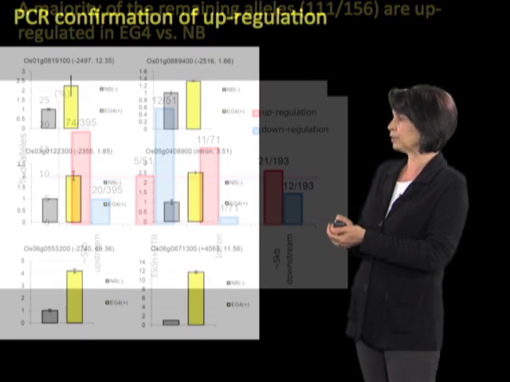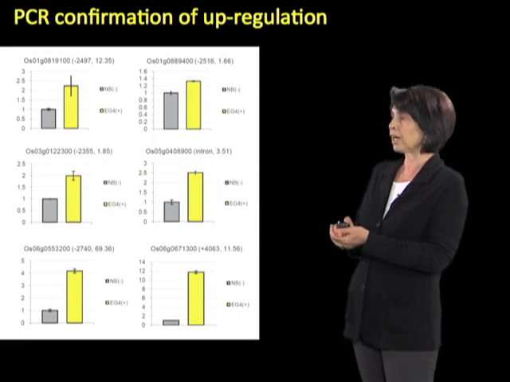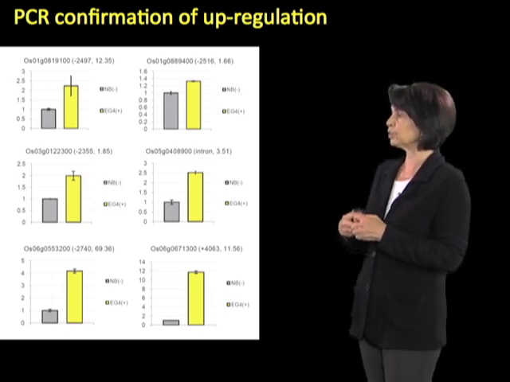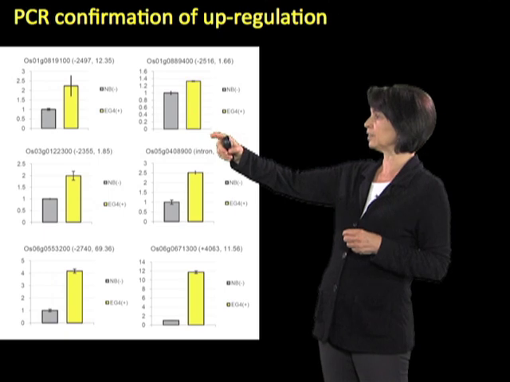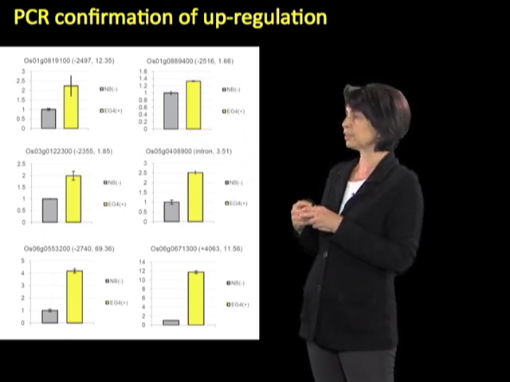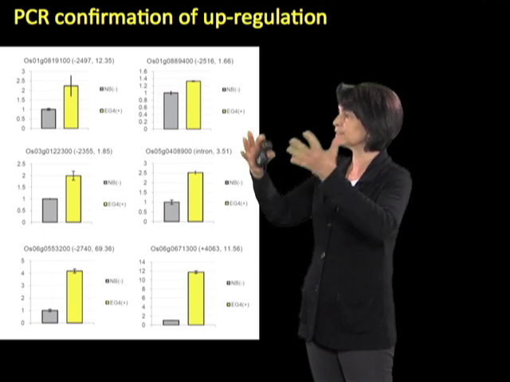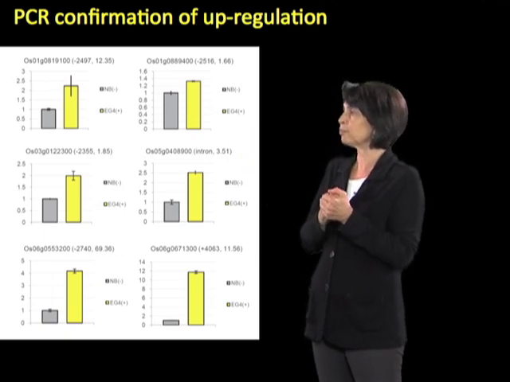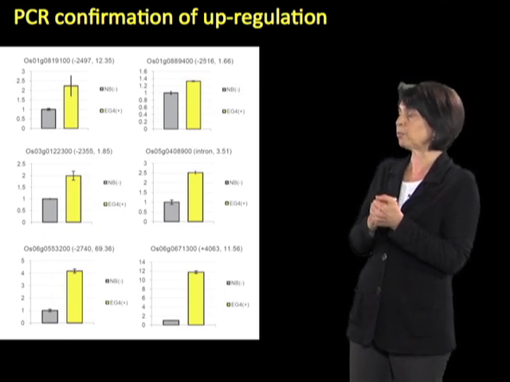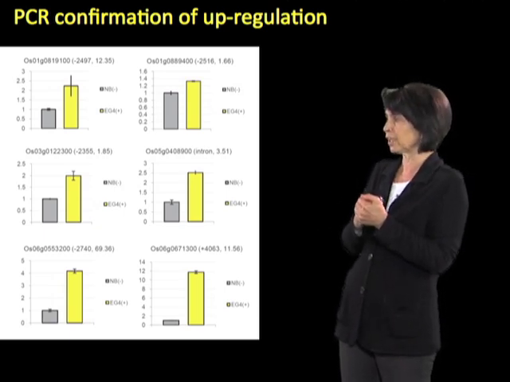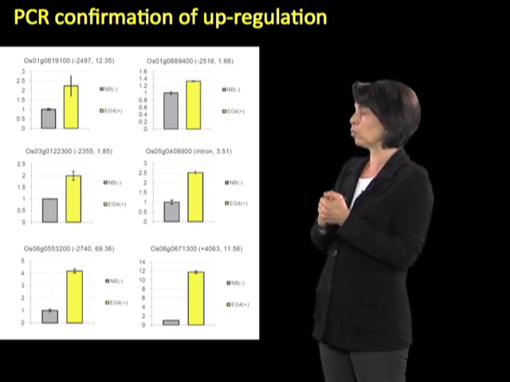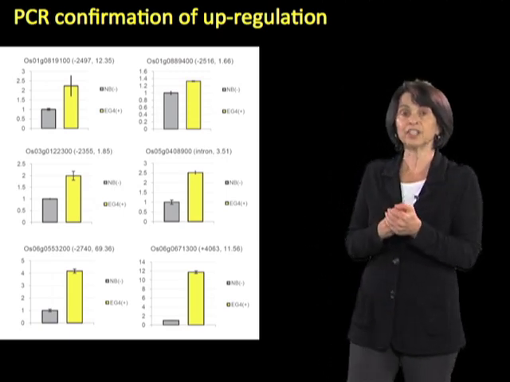So what I want to do now is to show you how we confirm this microarray analysis. I'll just take one of these over here to the left. What you see is a particular allele, and this is OS, some long number. The insertion of Emping is at minus 2497. So it's 2.5 kb upstream from the transcription start site. Yellow here is transcription in EG4. Gray is transcription in Nippon-Bari.